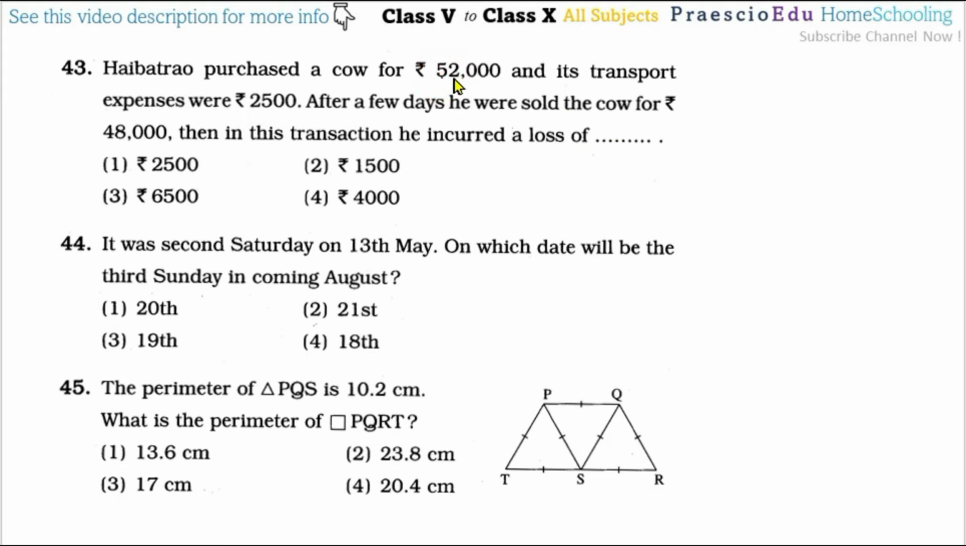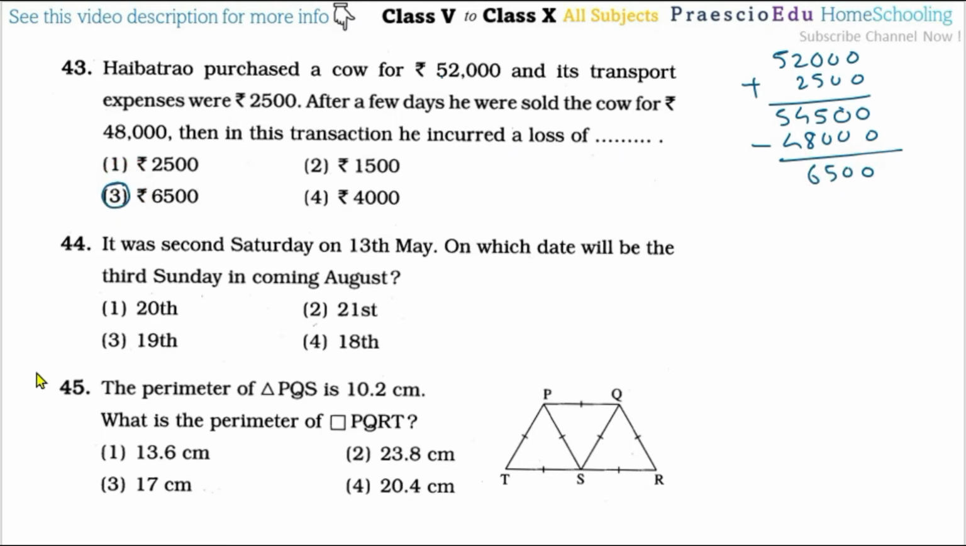So 52,000 plus 2,500, that will be the purchase, or we can say the cost. Okay, so that is the cost price. So 54,500 minus the selling price, 48,000 is mentioned. So 6,500 is the loss, and this is given in option number 3.